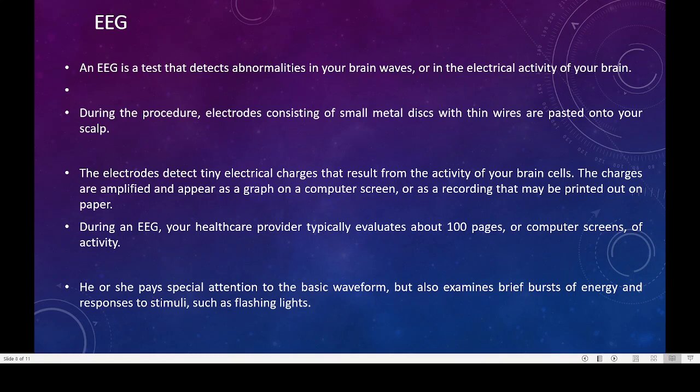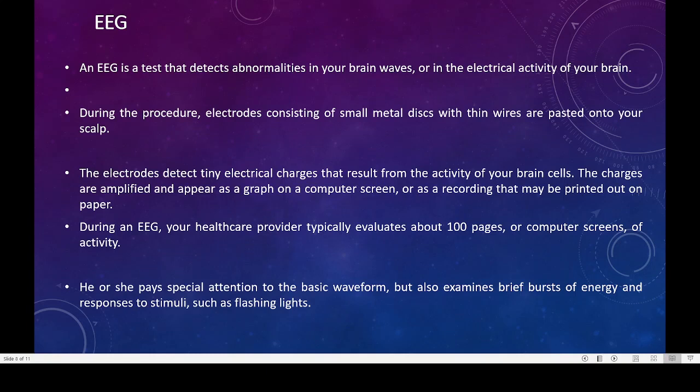During an EEG, the health care provider typically evaluates 100 pages. The EEG is measured for a certain duration of time, and about 100 pages of EEG measurements are usually taken and compared. Based on that, we finally come to a conclusion. The provider pays special attention to the basic waveform. What is the basic waveform? They also examine brief bursts of energy and responses to stimuli.